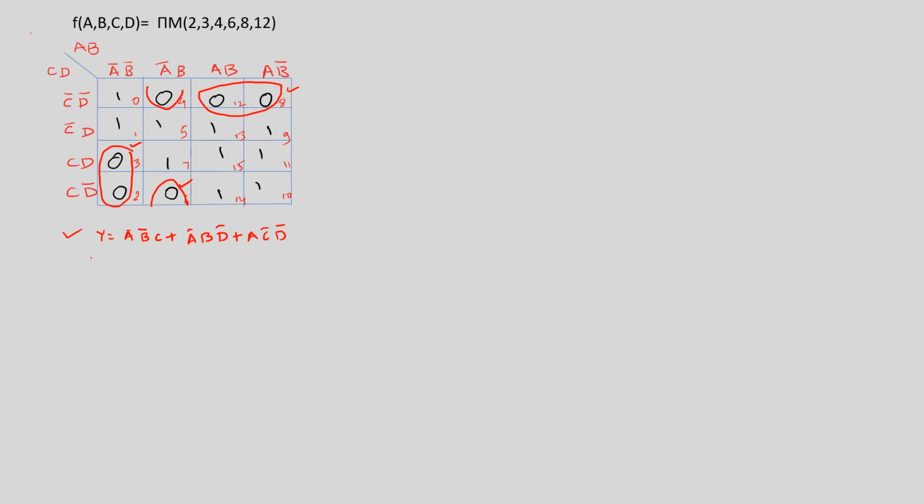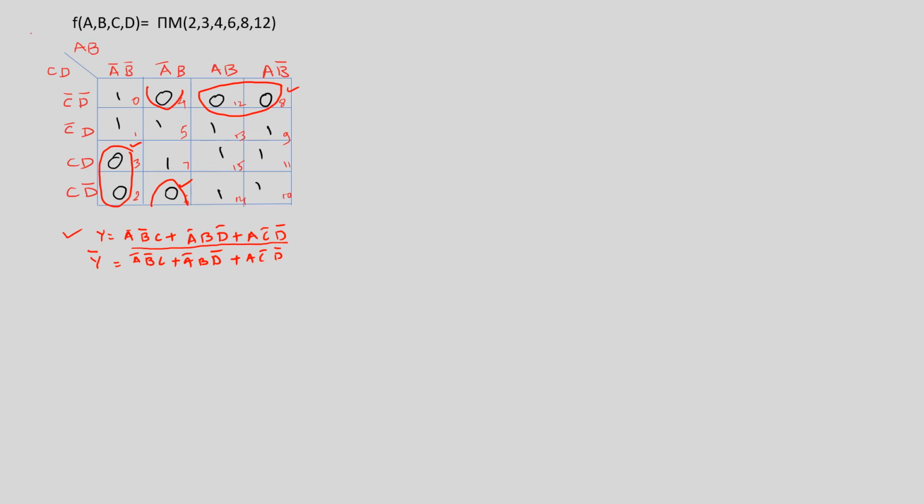So we will write it as y bar, and this equation a bar b bar c plus a bar b d bar plus a c bar d bar, and whole equation we have to put a bar. And to get answer of it, it's very easy. Do one thing: if there is a bar, remove the bar; if there is no bar, put the bar, and multiplication sign is replaced by addition sign, and addition sign is replaced by multiplication sign.